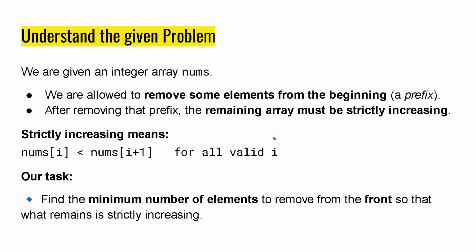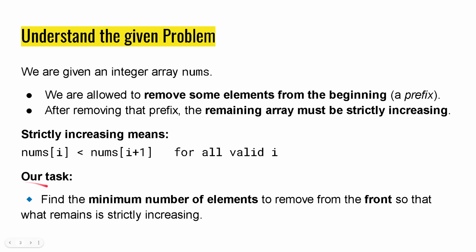So first, understand the given problem. We are given an integer array called nums, and we are allowed to remove some elements from the beginning, which is called a prefix. After removing that prefix, the remaining array must be strictly increasing. What is the meaning of strictly? It means nums at i is less than nums at i plus 1 for all i, meaning the current element should be less than the next element.